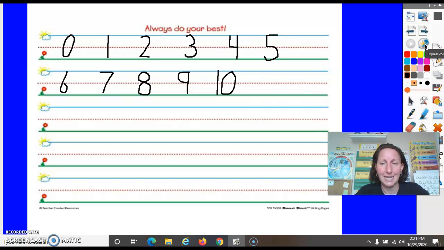Now, what I want you guys to do is practice writing your numbers from 0 to 10 today. So if you want, you can put the video on pause of Miss Gatto, and that way you can still see the screen. Or if you already know how to write your numbers, go ahead and practice writing your numbers to 10. And if you want to go higher than 10, please do so. We can use the practice with writing our numbers.